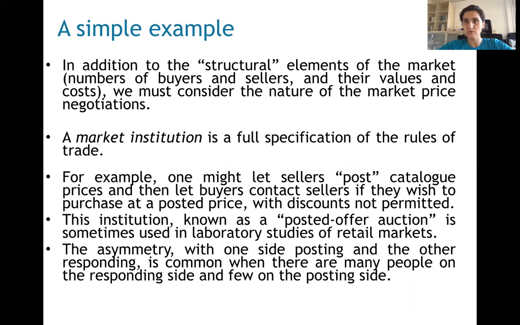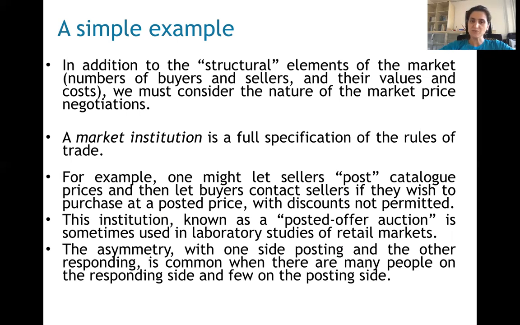What are the rules? Okay, a market institution is a full specification of the rules of the trade. For example, one might let sellers post catalog prices, then let buyers contact sellers if they wish to purchase at the posted price with discounts not permitted. Okay, this is the rule for the market negotiation. This institution, known as a posted offer auction, is sometimes used in laboratory studies of retail markets.